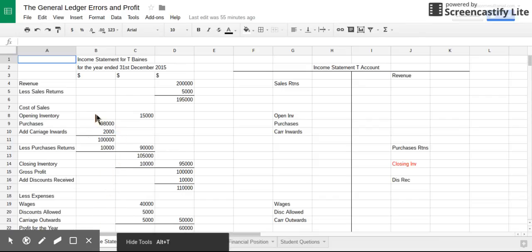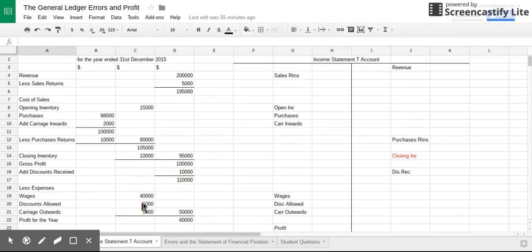income statement. So if we look on here, we've got a very, very simple income statement. We've got the revenue, less sales returns, and then we've got the cost of sales calculations that you're all familiar with. So your opening inventory, purchases like carriage inwards, less purchases returns, less the closing inventory, add any discount received as an additional income onto the gross profit. And then we've got a few expenses in here, and we do the adjusted gross profit, less the expenses, gives us our profit for the year.